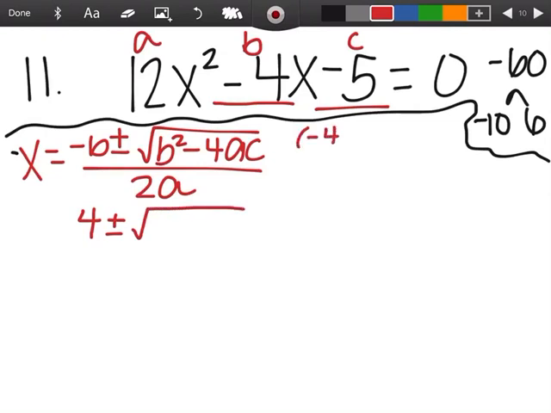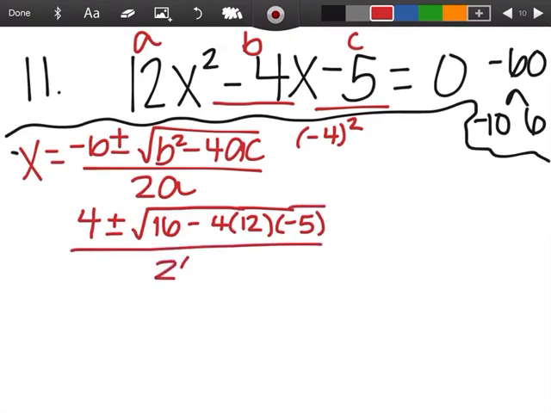So when I take negative 4 squared, I get positive 16. Minus 4 times a, which is 12, times c, which is negative 5. All divided by 2 times a, which is 12. So if I wanted to just take 2 times 12 and put 24, I could save myself a step. So start inside the square root. Simplify what's underneath the square root.